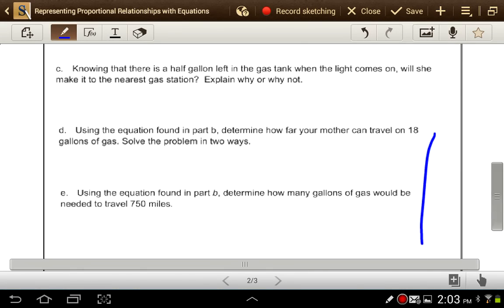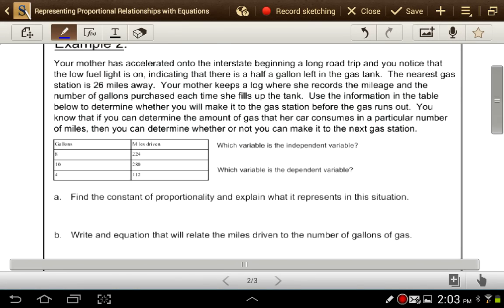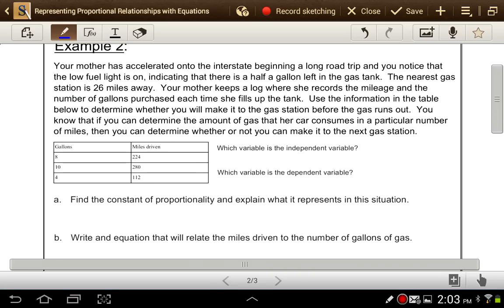Okay, example 2 here. Your mother has accelerated onto the interstate beginning a long road trip, and you notice that the low fuel light is on. You can read the rest. Here are the key points: there's half a gallon of gas in the tank when that light comes on. The nearest gas station is 26 miles away. Your mom keeps a log of all the information. Use it to see if you'll run out of gas. There are some numbers that we can use to answer the questions as we go through here.